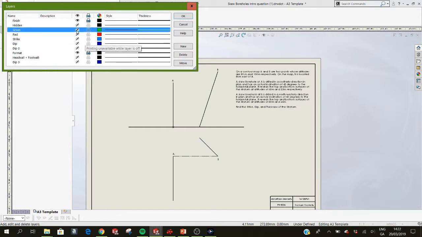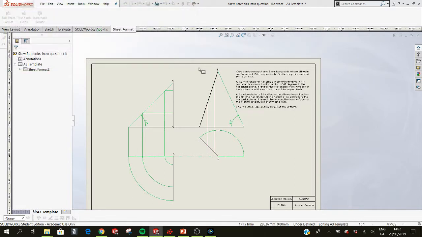So if I turn on this layer here, it actually shows the completed construction of finding all these. So for A, we've found where A finishes in plan by using our angle of inclination from the top to where it intersects our XY line, drop down and rotate around, and where it intersects our southerly line, we find our Skew borehole A in plan.